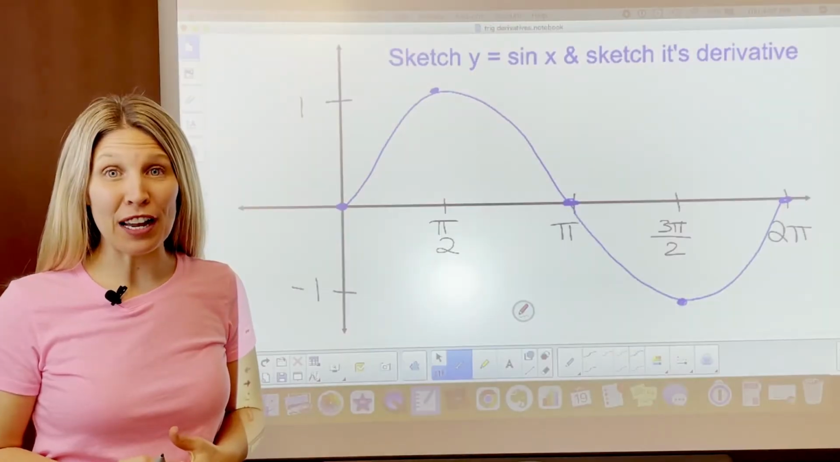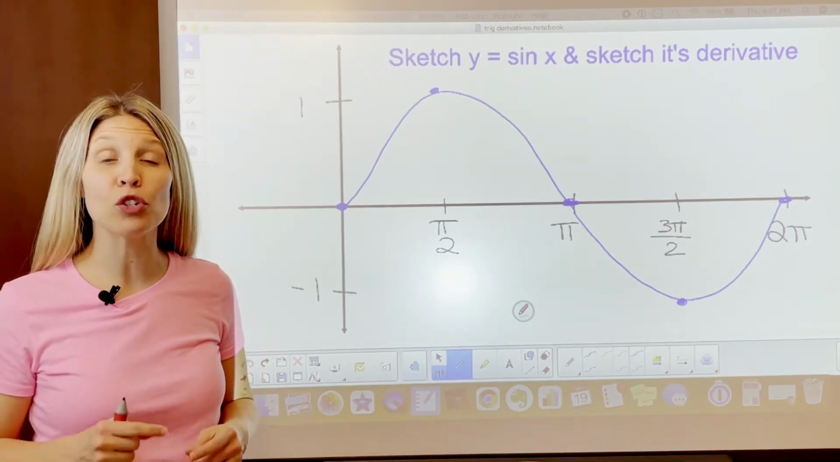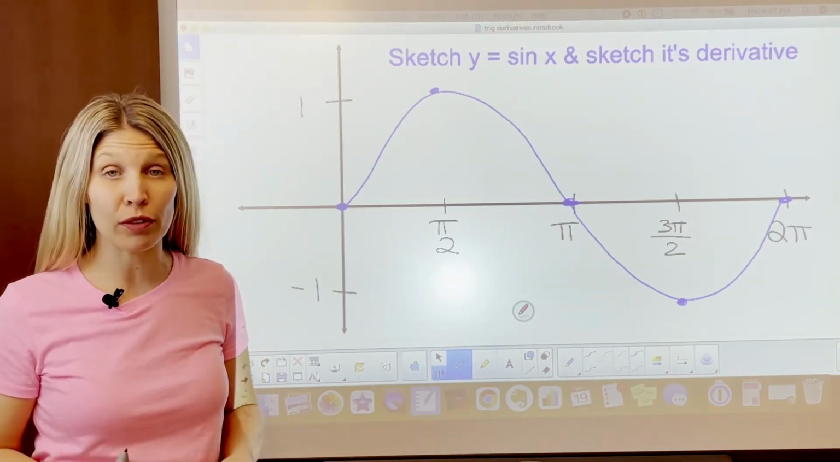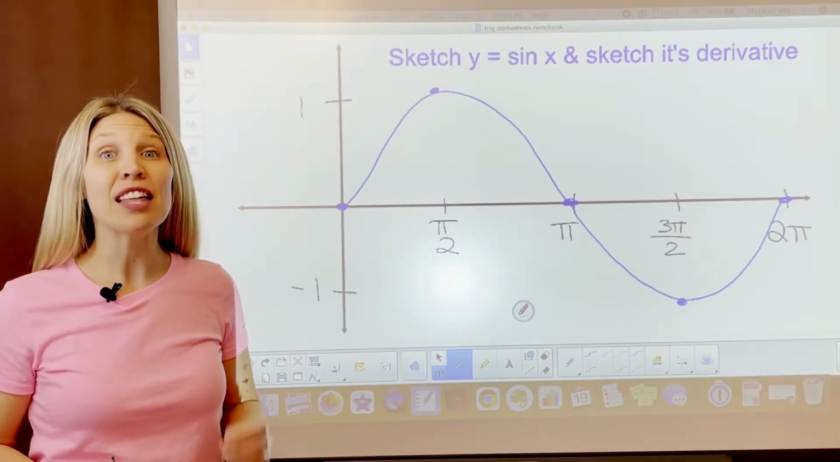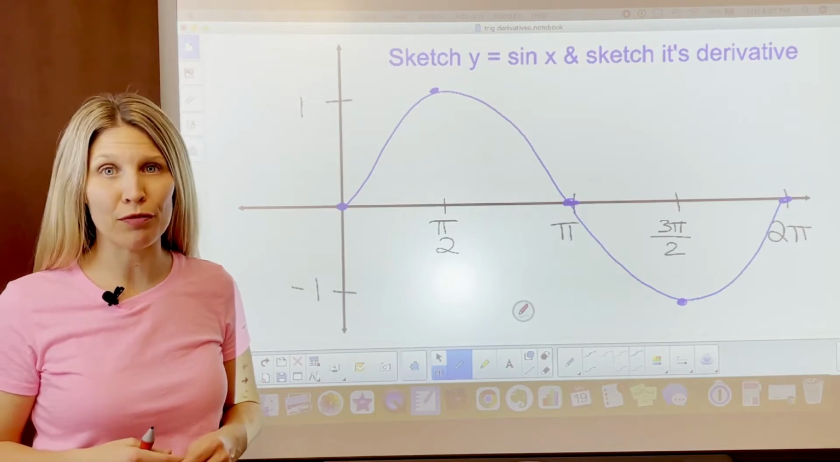Most people don't like finding trig derivatives. They're kind of ugly and difficult problems. But today I'm going to show you a way to find all the trig derivatives in case you were to forget them. The next video will include examples on how to solve trig derivative problems.